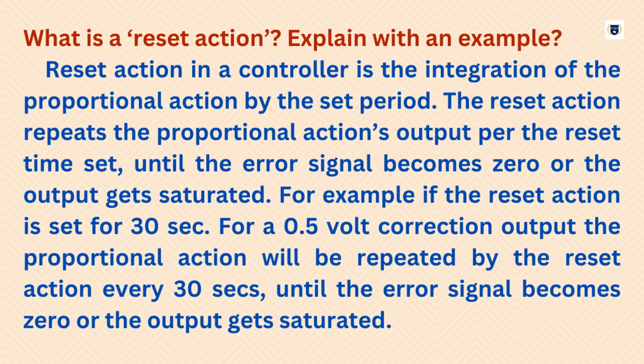What is a reset action? Explain with an example. Reset action in a controller is the integration of the proportional action by the set period. The reset action repeats the proportional action's output per the reset time set until the error signal becomes 0 or the output gets saturated. For example, if the reset action is set for 30 seconds, for a 0.5 volt correction output, the proportional action will be repeated by the reset action every 30 seconds until the error signal becomes 0 or the output gets saturated.